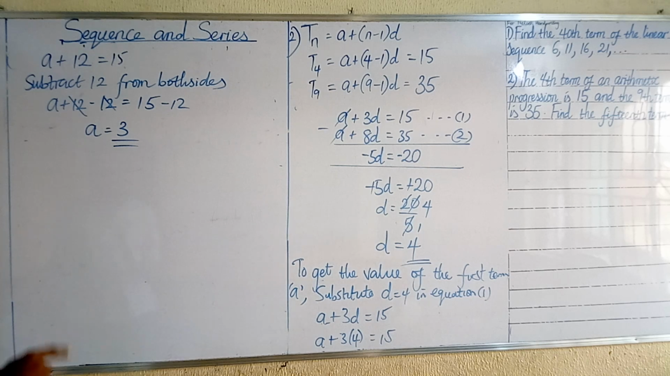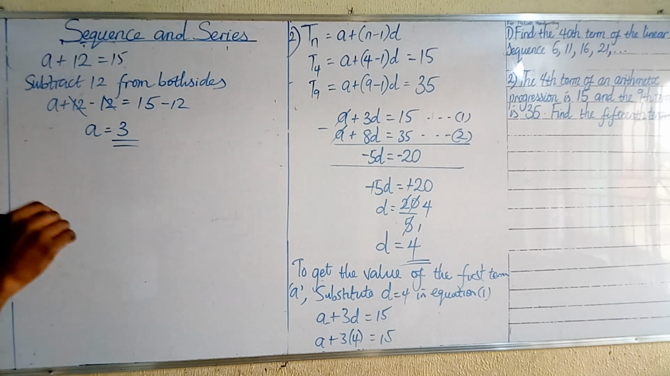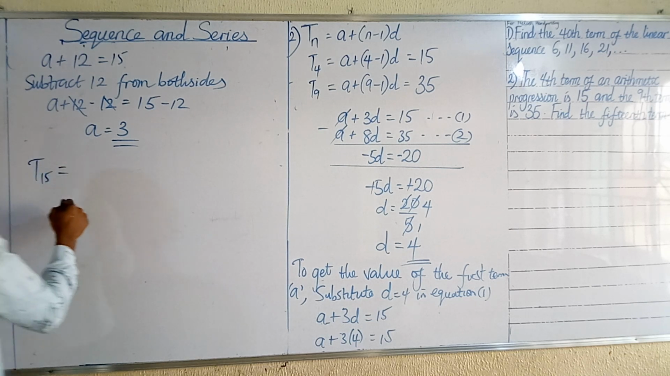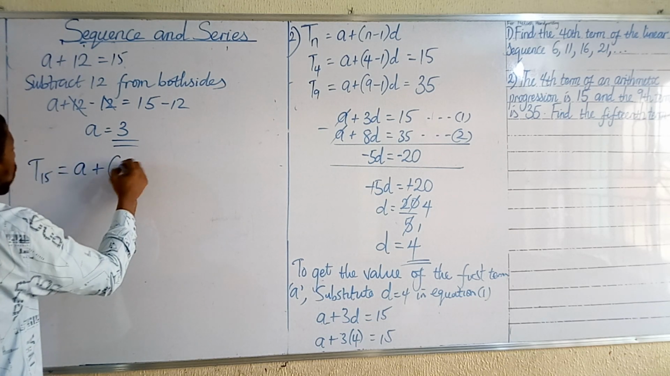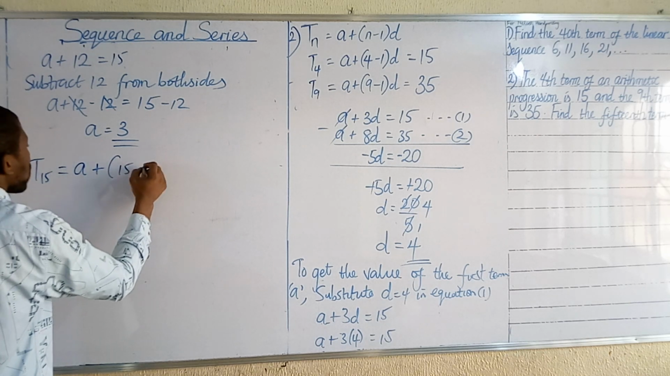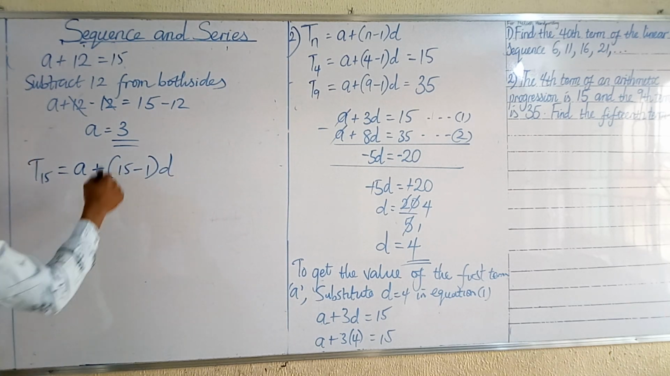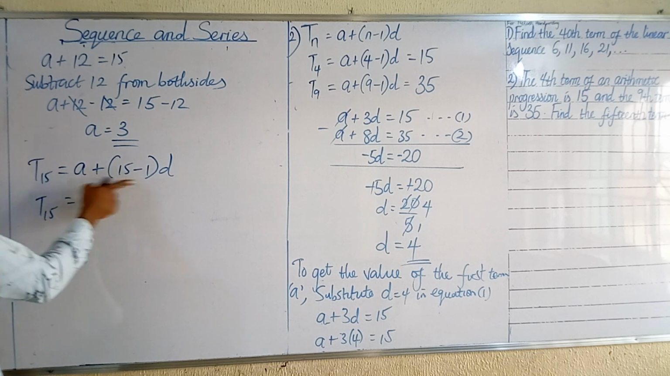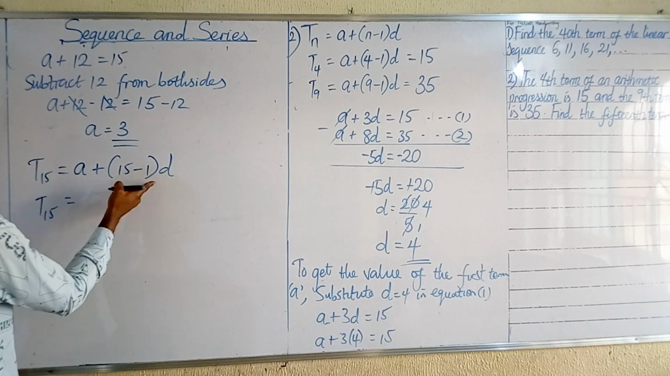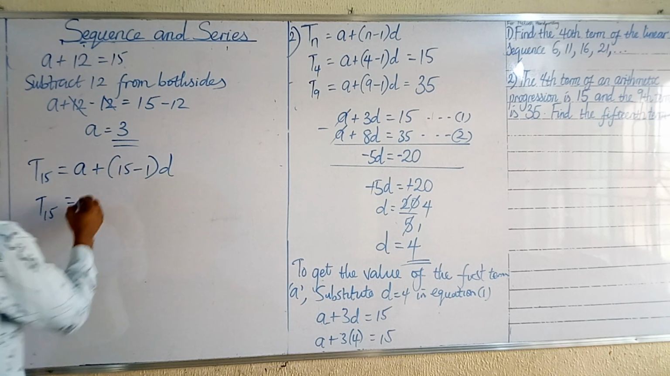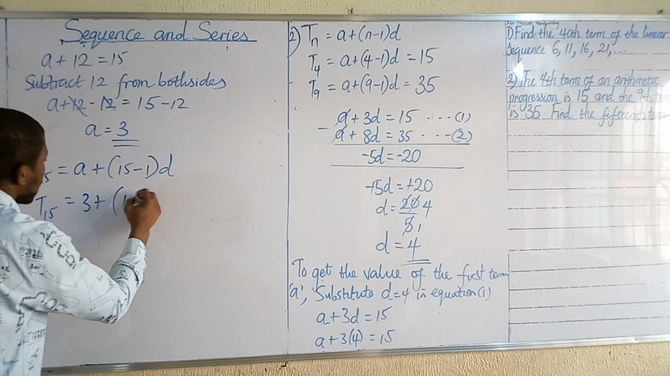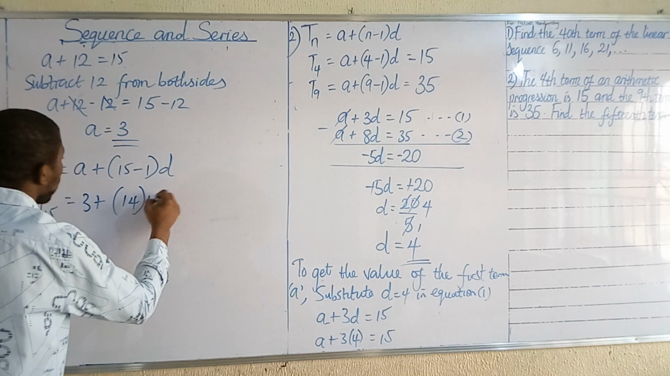So we have gotten our first term, we have gotten the common difference, and we are to look for the 15th term. So the 15th term will be T15. T15 equals A plus bracket open 15 minus 1 d. We know our A, we know our d, and I got this from the nth term formula. So A will be 3 plus 15 minus 1, which is 14, times the common difference, 4.